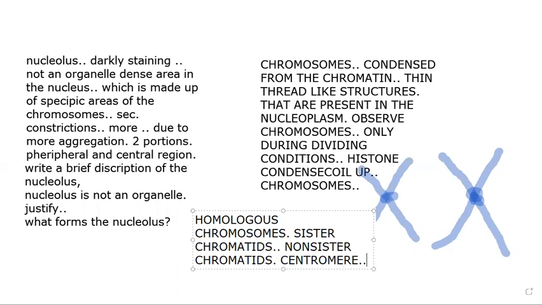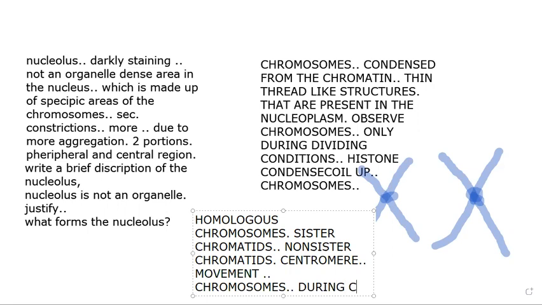And what is the function of this primary constriction? Mainly, it controls the movement of the chromosomes during cell division. During cell division, and which phase is this?